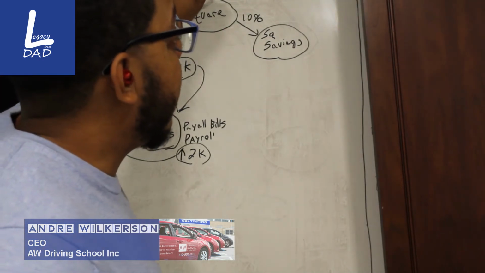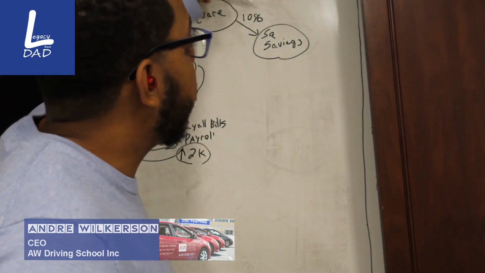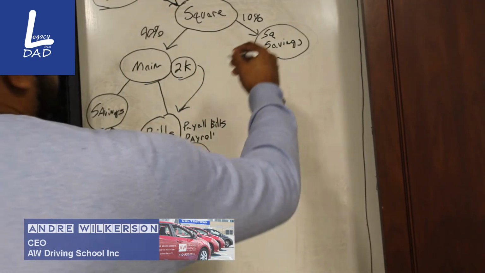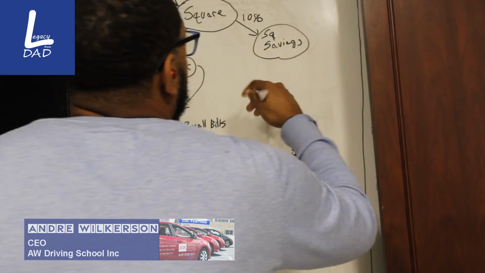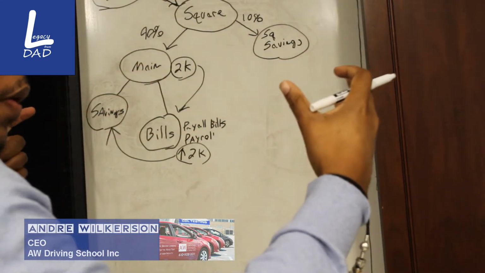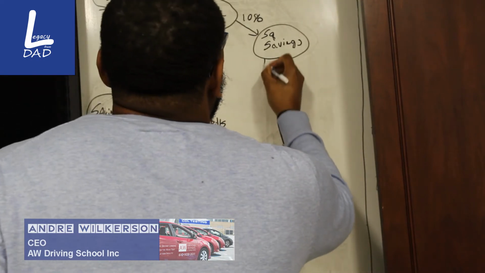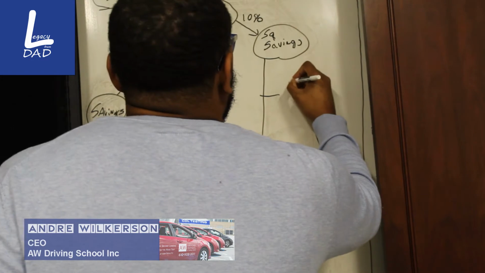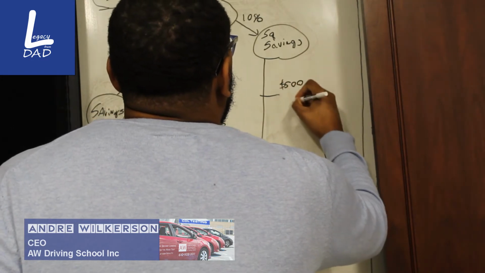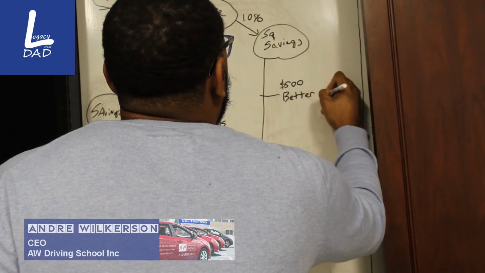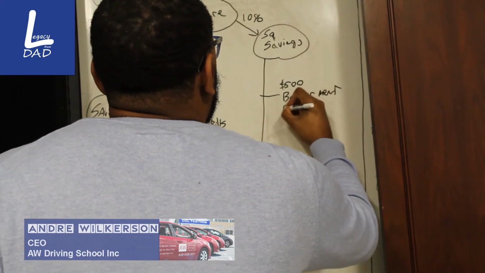Up here is where the magic happens because that 10% comes off the top of everything and it goes over here, like I said earlier, into that Square savings. From there, the money piles up in Square savings, and then I do something really great here. The first thing I do is I transfer $500 into Betterment, which is my Roth IRA.